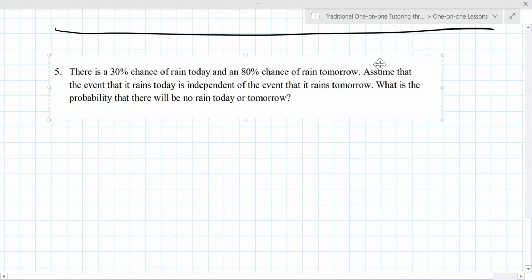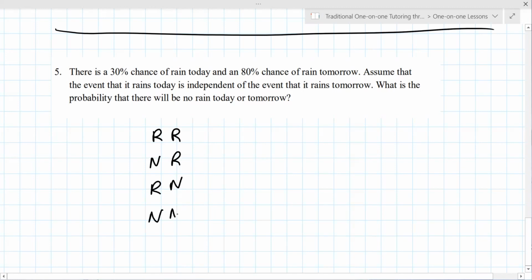All right, so today the probability of rain is 0.3. And there's an 80% chance of rain tomorrow. So here are the possibilities. Here's what could happen. It could rain both days. It could not rain and then rain. It could rain and then not rain, or not rain both days. And we want this last one.